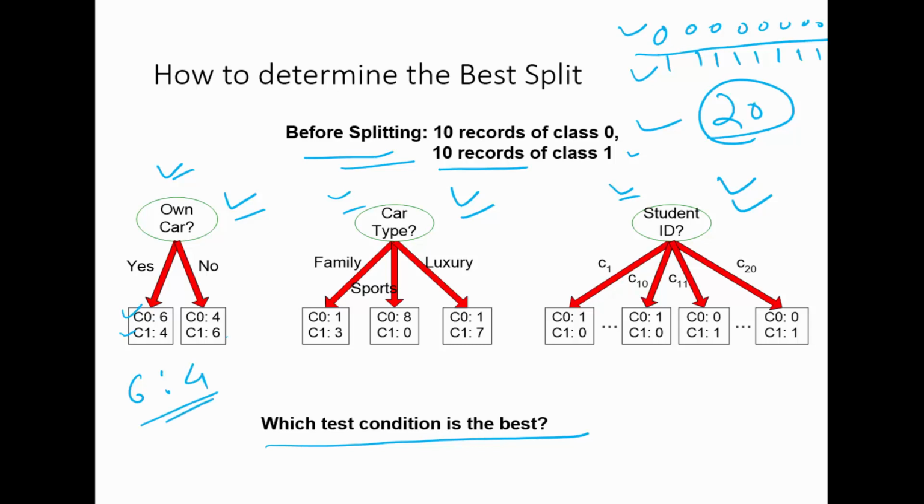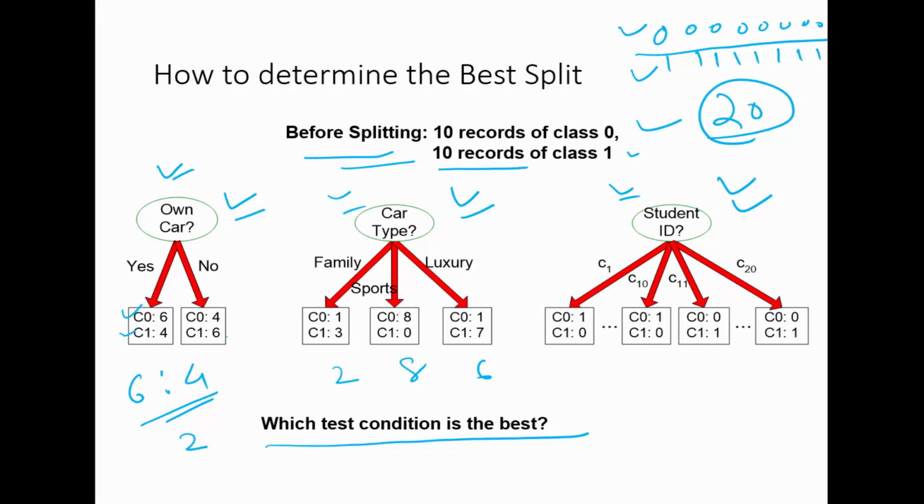If this is car type, you can see if it is family, then 1 and 3; sports, then 8 and 0; luxury, then 1 and 7. More distribution, right? With 6 and 4, the difference is very close, only 2. Here in this case it's 2 and 8, the difference is 6. So the idea is that there should be maximum difference, maximum split between the categories.